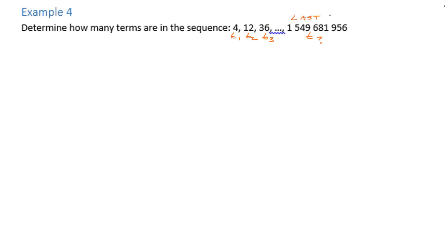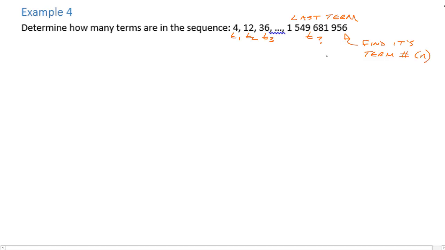So like we did before, if we can find the term number, if we can find n, that's what we want to do. Let's find its term number. If we can find that, the term number, which is n, then that's how many terms are in the sequence. So what do we know to start? We know a is 4. That's our starting one. We know the common ratio: 12 divided by 4 or 36 divided by 12. If I take any term and divide it by the previous one, I'm going to get 3. So we're multiplying by 3 each time.